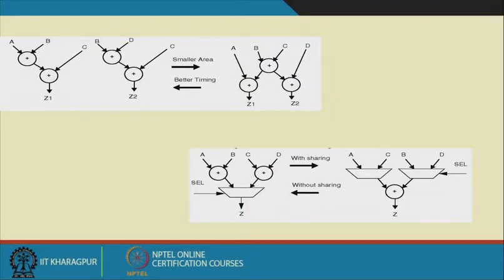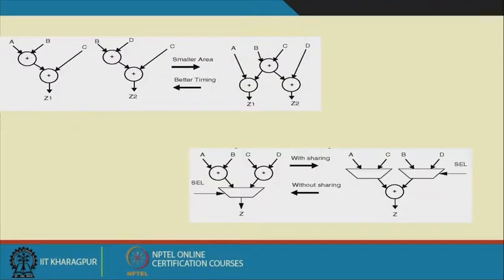Okay. So here you see that we basically need four adders for doing these things. Z1 is one expression, Z2 is another expression. So here what we are doing is taking the common part, that means we are sharing the sub expression. So what is the sub expression? The sub expression is B plus C. So B plus C is basically common in both Z1 and Z2.